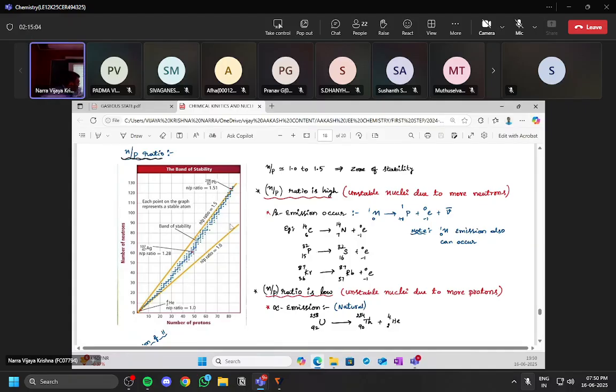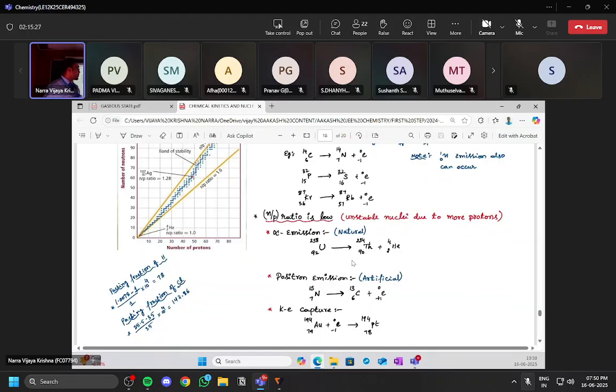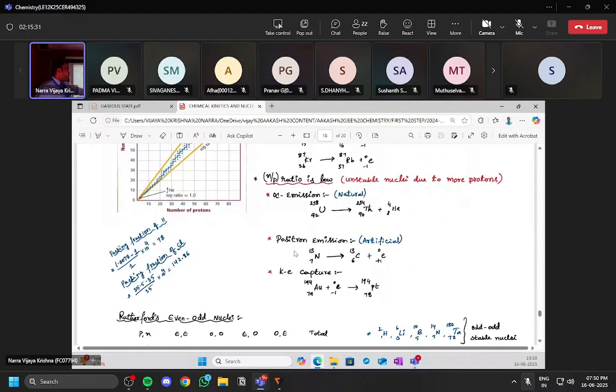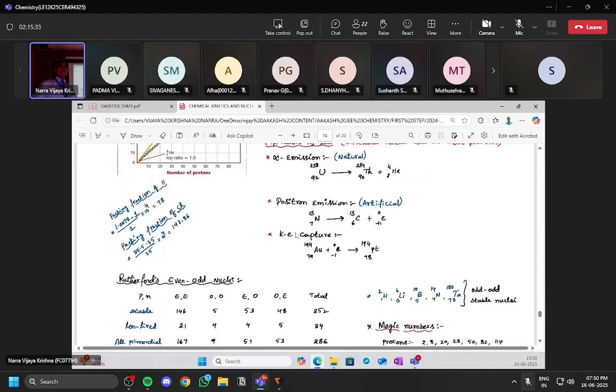If it falls in this region, alpha emission. If it falls in this region, K electron capture or positron emission. All these below this region are unstable because of excess of protons. If they are present here, they are unstable because of excess of neutrons. That's what we have taken. Unstable due to excess of neutrons. Unstable due to excess of protons. Alpha emission, positron emission, K electron capture.